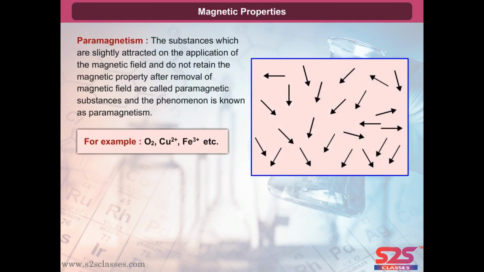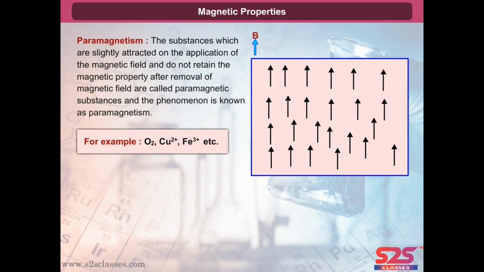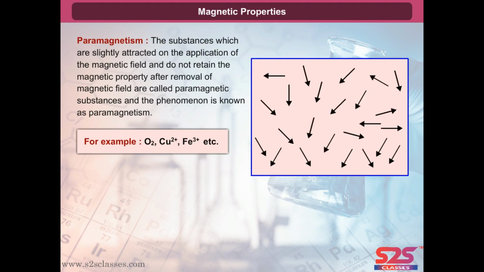Paramagnetism. The substances which are slightly attracted on the application of a magnetic field and do not retain the magnetic property after removal of the magnetic field are called paramagnetic substances, and the phenomenon is known as paramagnetism. For example, O2, Cu2+, Fe3+, etc.